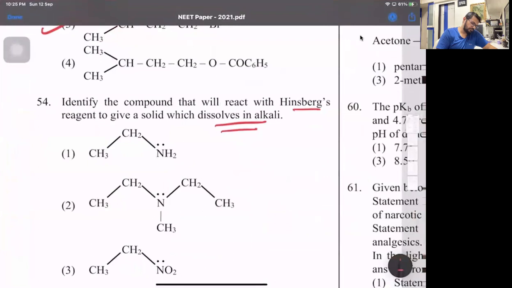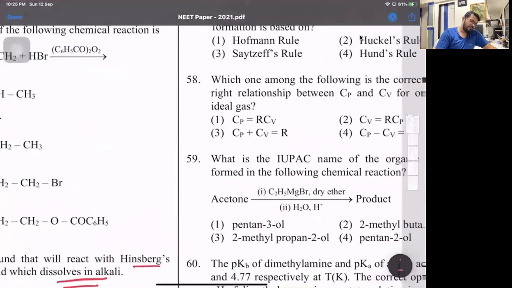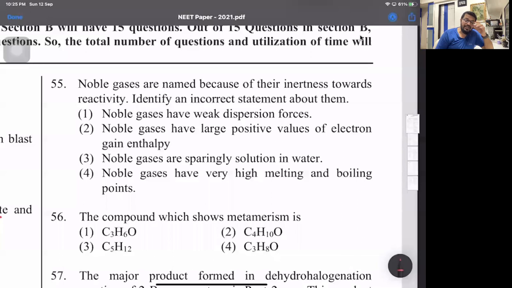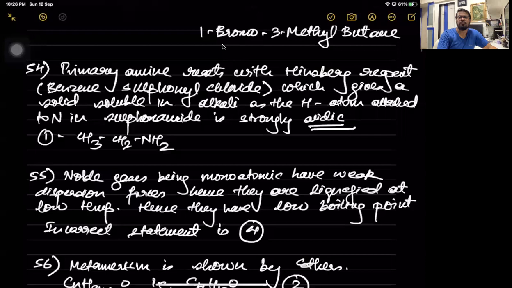Then next part, 55. Noble gases are known for their inertness towards reactivity. Identify the incorrect statement about them. Now the statements: they have weak dispersion forces, that's true. Large positive values of electron gain enthalpy. They are sparingly soluble in water. They have high melting and boiling points, that's the false one. Now, why is this false? Because they are monoatomic, so these are compounds which will have nothing but weak dispersion forces. That is, they are liquefied at low temperature, which means they have low boiling points. So the incorrect one has to be the fourth one. So 55, the answer is 4.